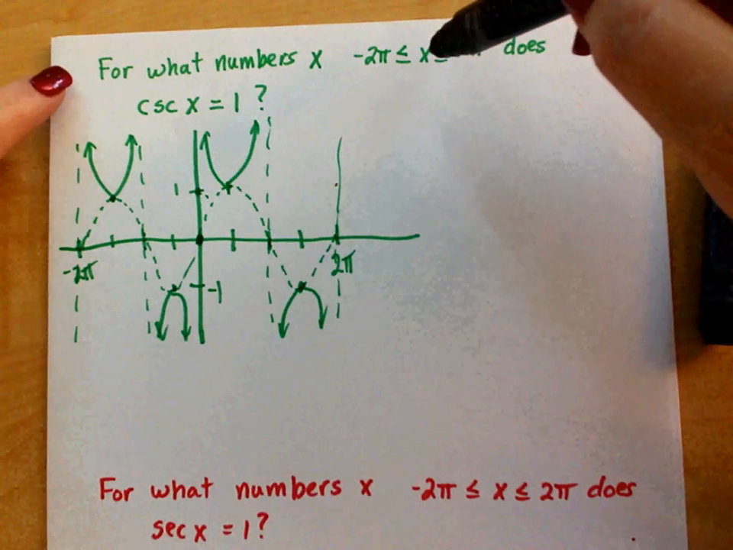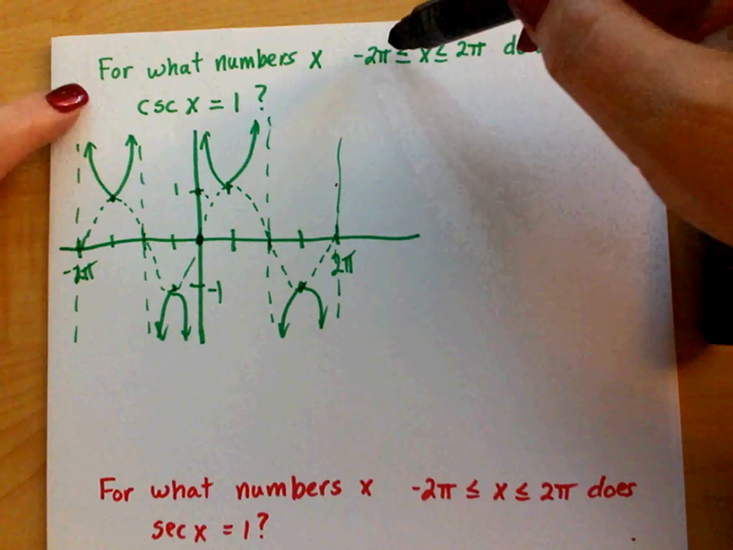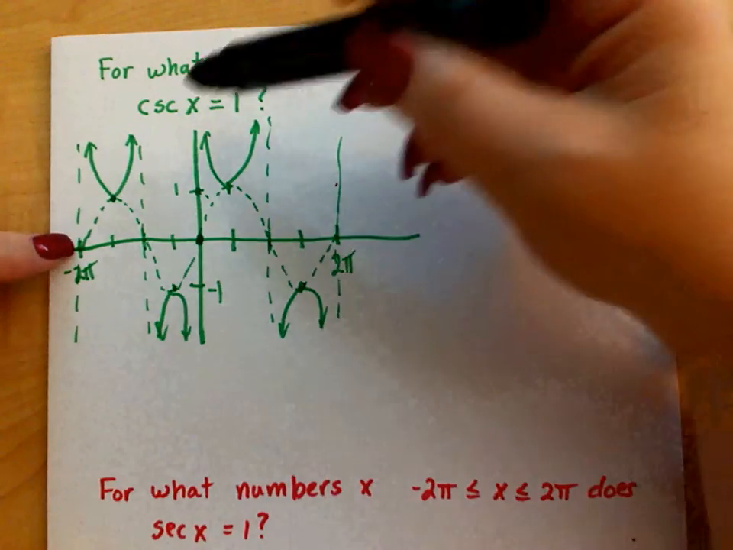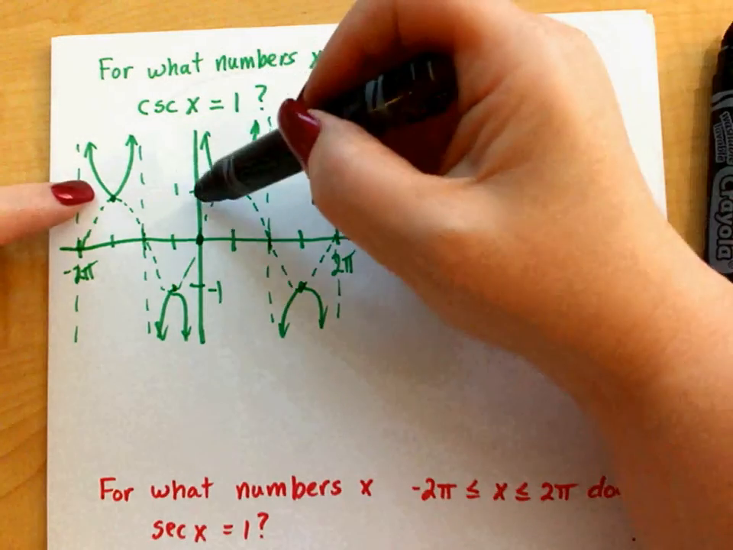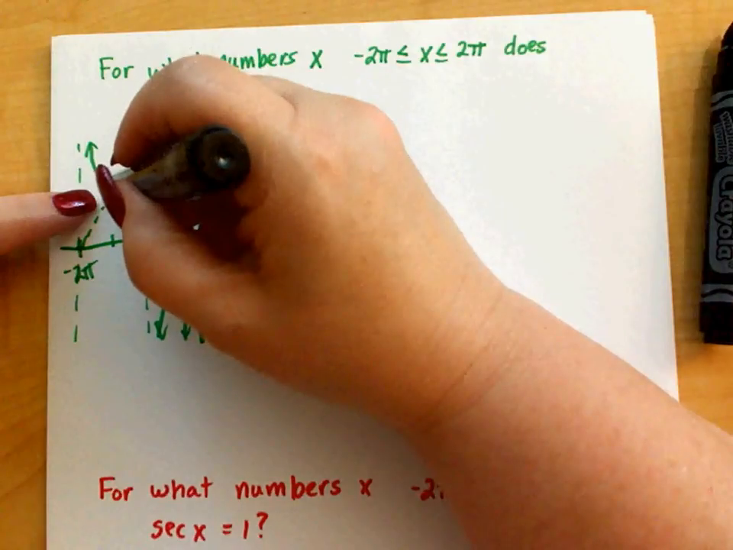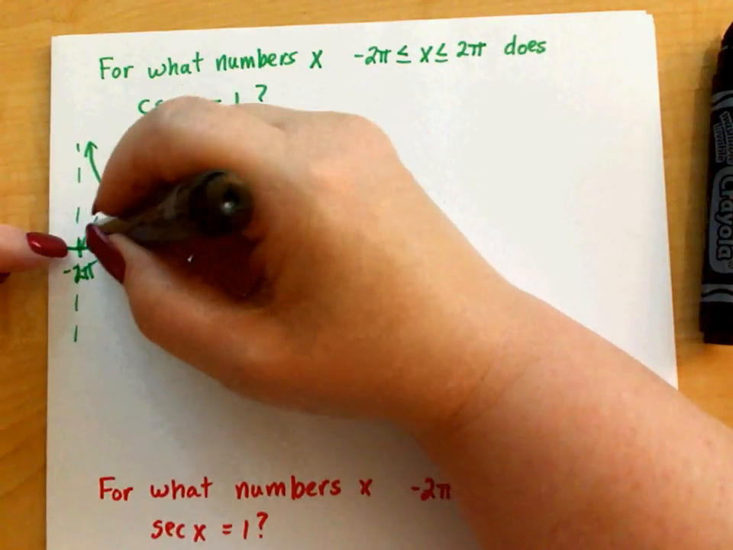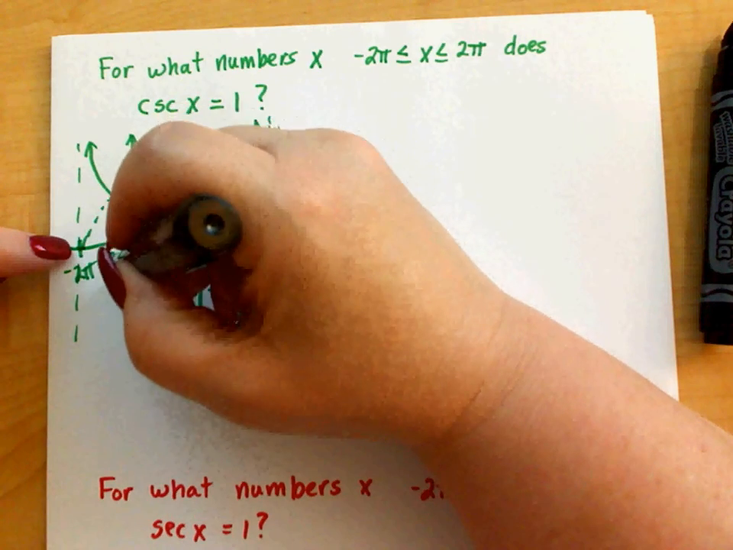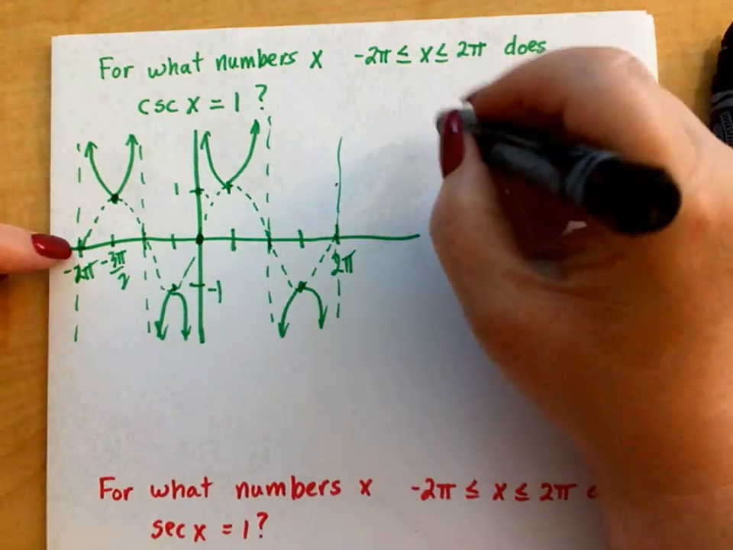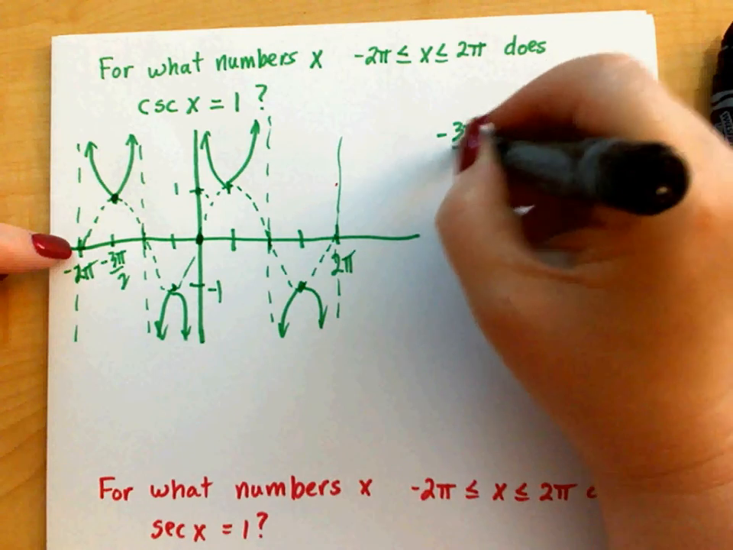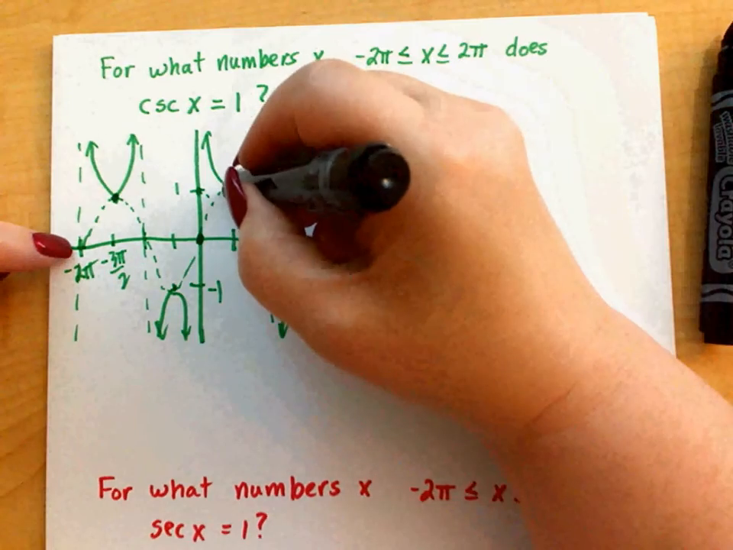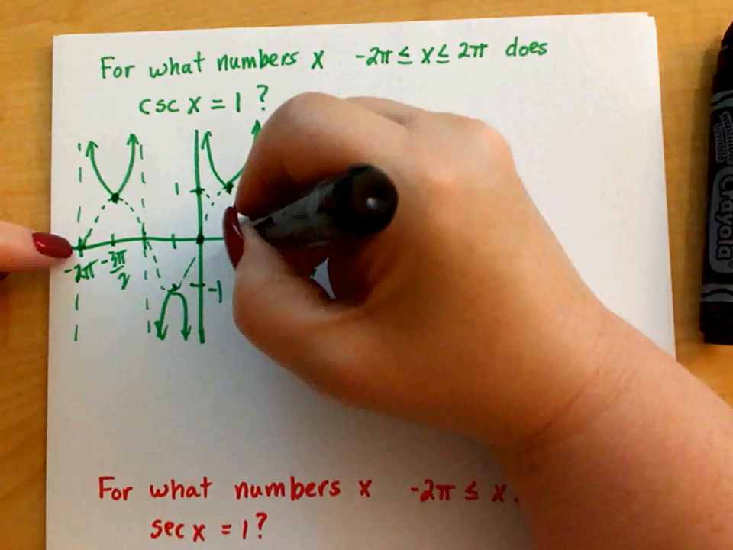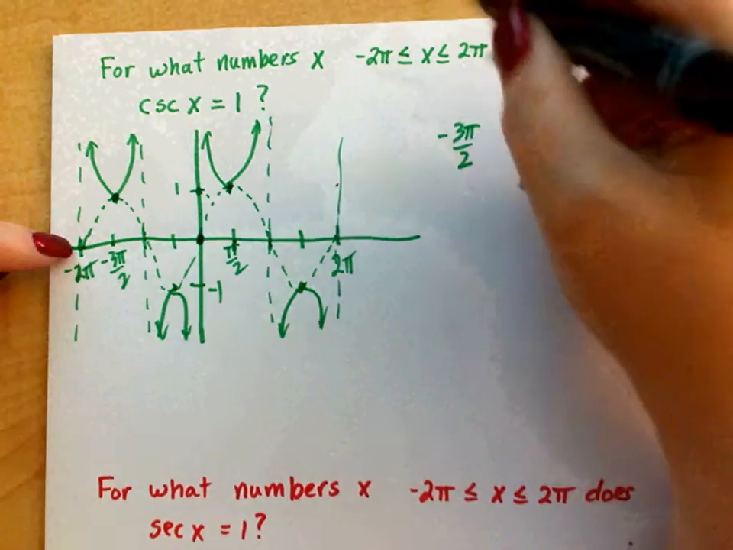It says, for what numbers x between negative 2 pi and 2 pi does cosecant of x equal 1? Well, they're wondering, what is the angle right here? So it goes negative 2 pi and negative 3 pi over 2. So that's one of them. So in my answers, I have negative 3 pi over 2. And the other place is right here, just to the right of 0, so that would be at pi over 2.